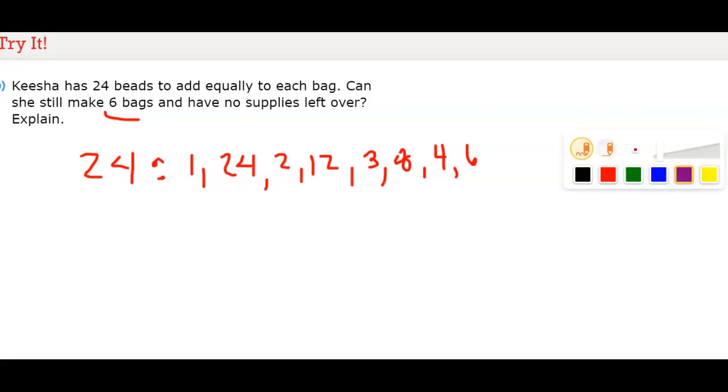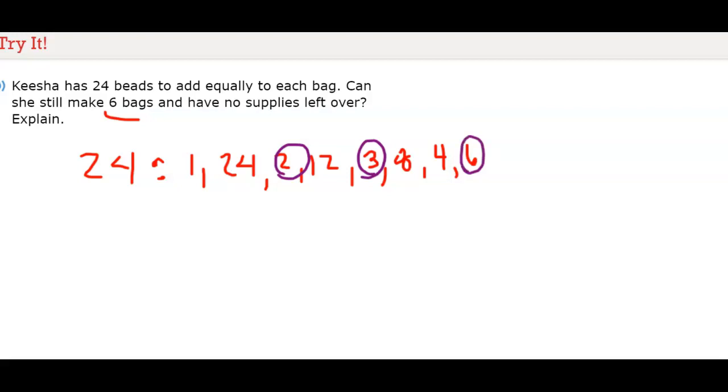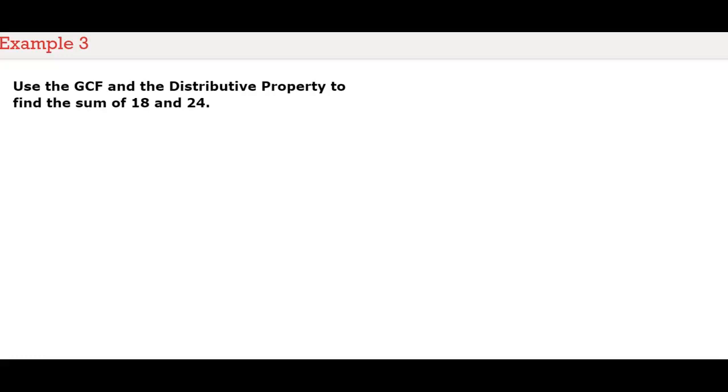And then you circle the ones that are in common with the example. In the example, the factors they had in common were 2, 3, and 6. Those were some common factors that 12 and 42 had from the example, and the greatest of those is 6. So because 6 is also a factor and it's the greatest common factor, yes, she can still make 6 bags and have no supplies left over.